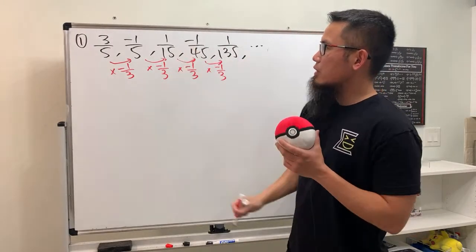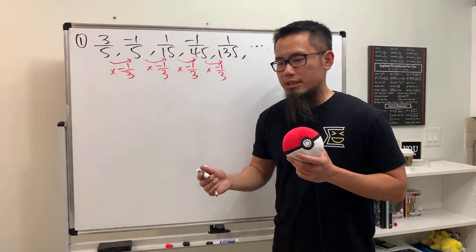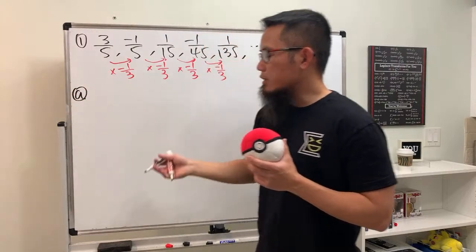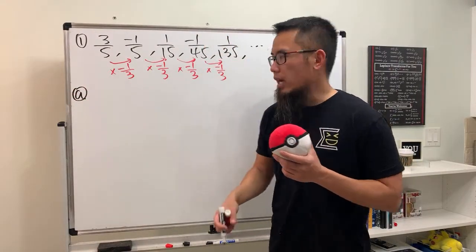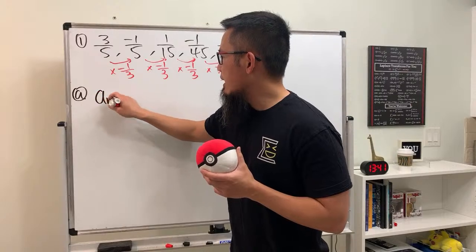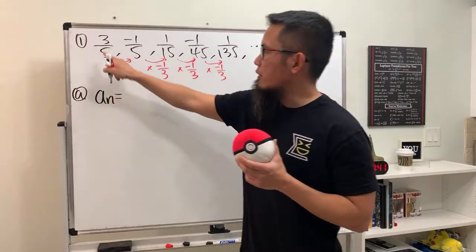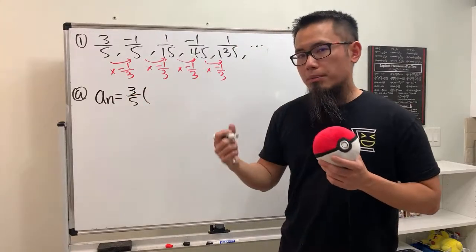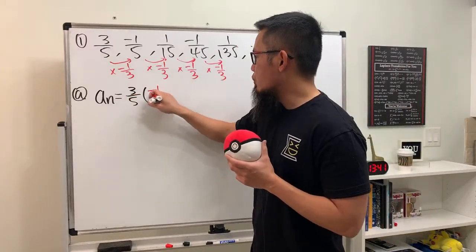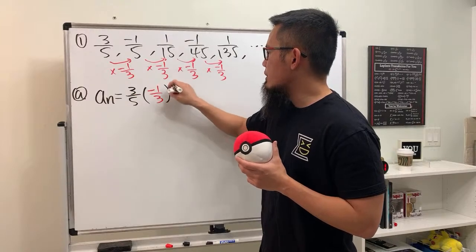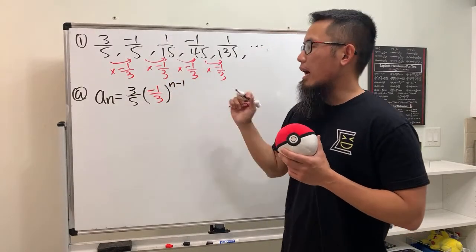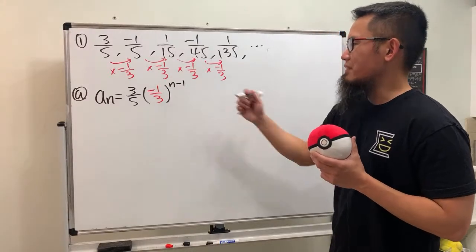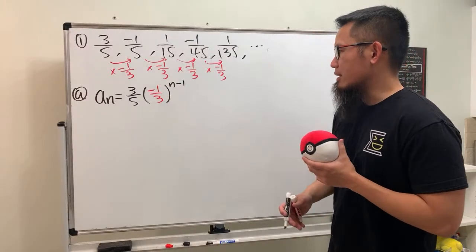So this right here is actually the geometric sequence. Let me give you the first part. Again, the first part is to talk about whether a_n converges or not. First, notice that a_n is equal to the first term, which is 3/5, multiplied by the common ratio, which is negative 1/3, raised to the n minus 1 power, like that. Usually, you can just leave it like this. You don't really have to simplify, but that's just me.